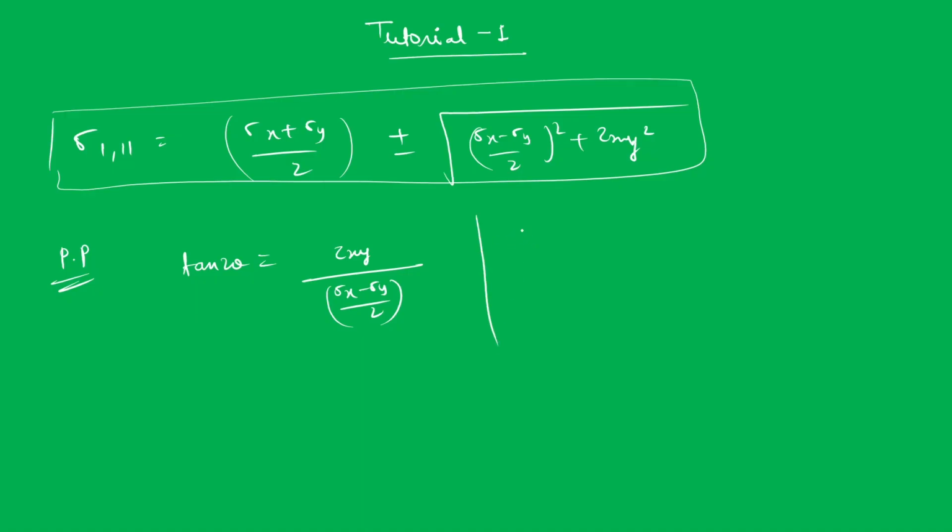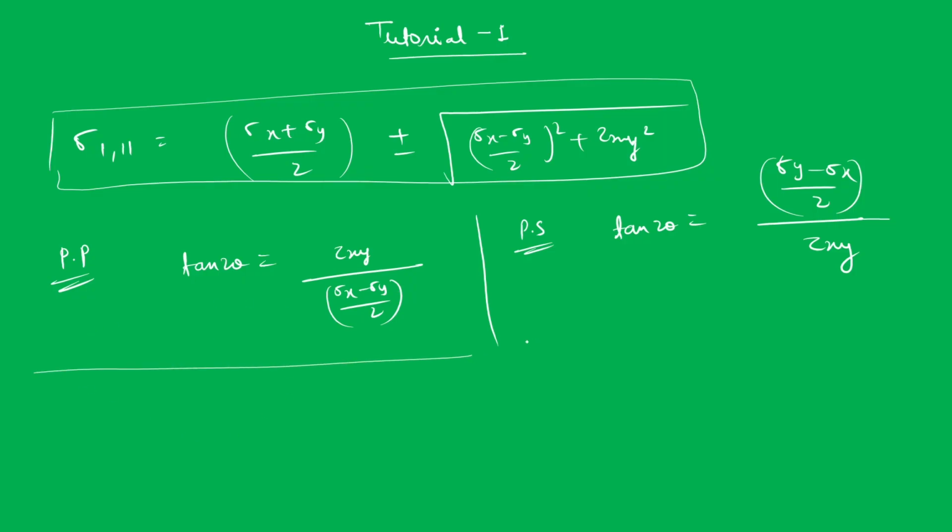And now the planes of maximum shear. How can we find that? Tan 2 theta is equal to (sigma y minus sigma x) divided by 2 tau xy. So that is the location of the planes of maximum shear stress.